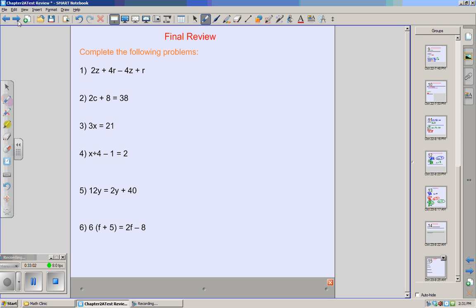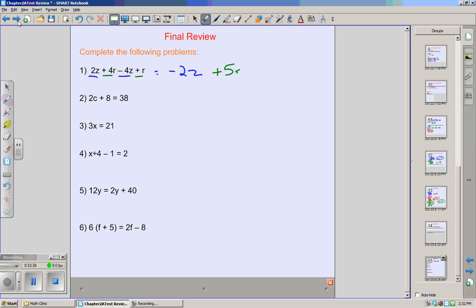Looking at my first one, there is no equal sign. So I know I don't need to solve for any variable. I just need to combine. I notice that I have a 2z and a negative 4z, and I have a 4r and a positive r. 2z minus 4z gives me a negative 2z. A 4r and an r, which I know is the same as 1r, gives me a positive 5r. I have negative 2z plus 5r, or you can also have that switched.